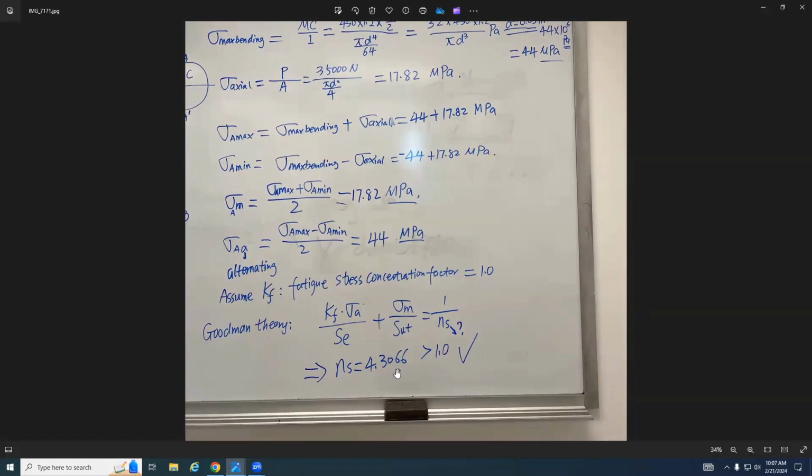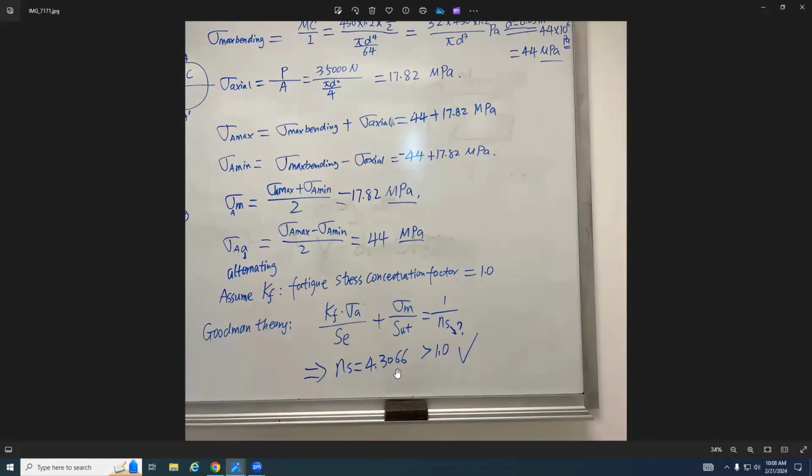The most important thing is that when you calculate sigma mean and sigma A, don't swap them. Especially here, when you use this equation, this is the sigma A, and this is the sigma M.